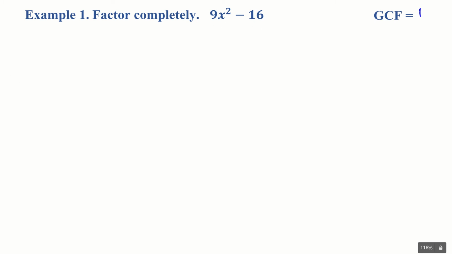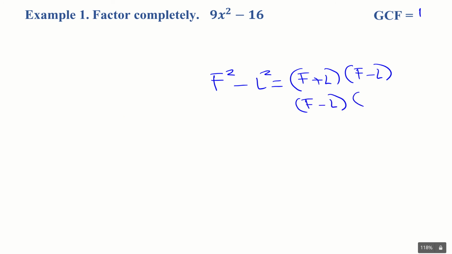So the formula we're going to be using is, of course, f squared minus l squared equals f plus l times f minus l. You may, of course, see this formula with f minus l written first, followed by f plus l. Makes no difference. They're exactly the same because of multiplicative commutativity. So we're going to be applying this formula.